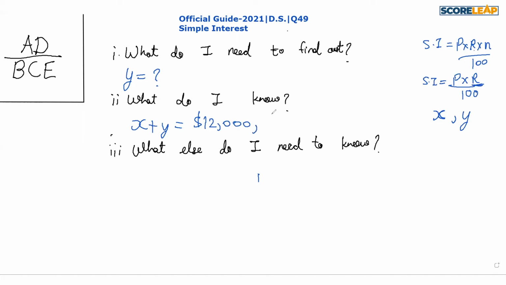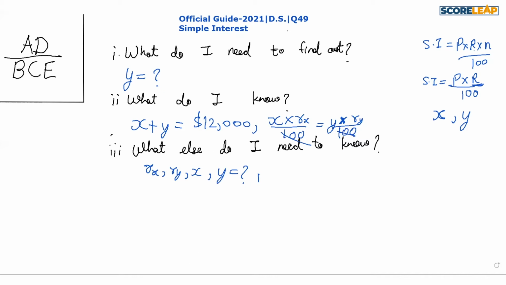But before that, I also know that X into rate of X divided by 100 is equal to Y into rate of Y upon 100, which means that the simple interest earned by both of them is the same. Which means that X into Rx and Y into Ry are the same. Okay, what else do I need to find out? I need to find out Rx, Ry and X. If I know these, then I can figure out Y, and that will be sufficient to answer my problem.